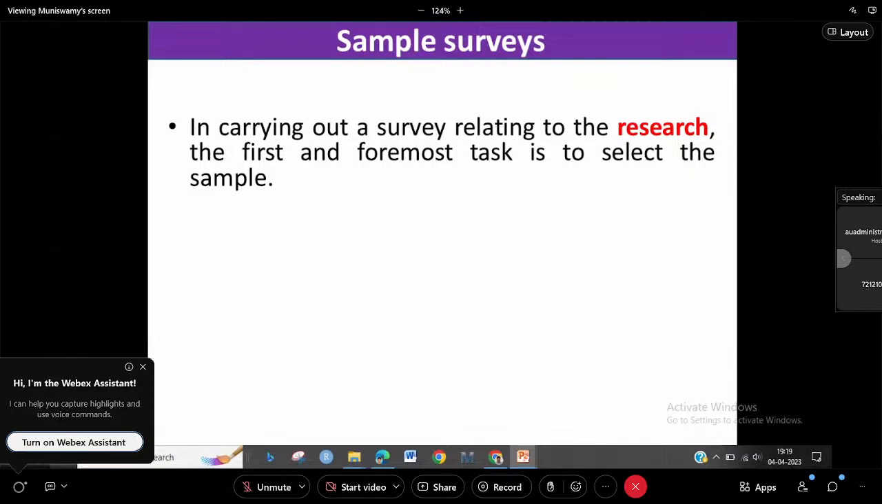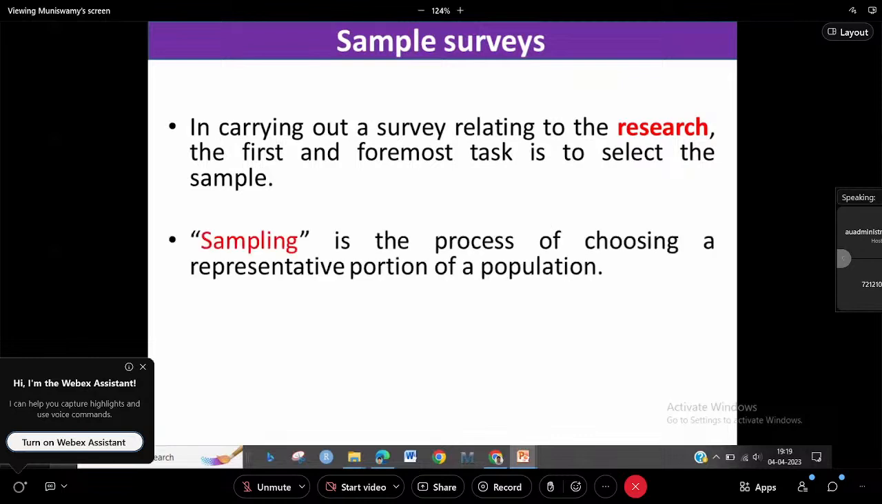That is a sample. It means you need not test each and every item in the population. Just observe a part of the population, then you decide the conclusions, or we can write conclusions for the whole population. That is the use of a sample. Okay, the sample surveys.